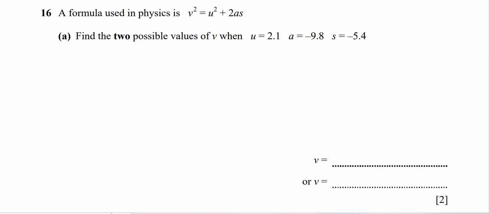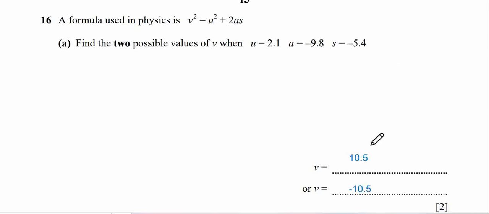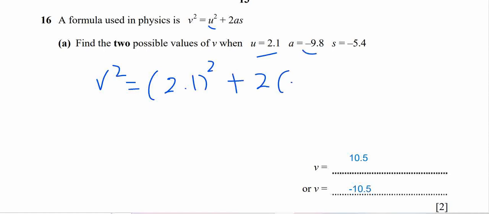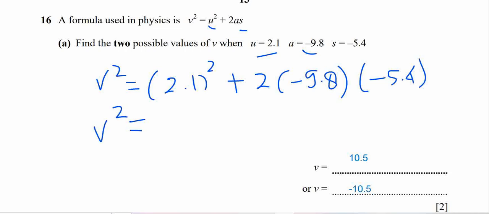Let's reveal the answer now. So the answer is 10.5 or negative 10.5. Here's how it works. We just have to plug in the numbers. v squared equals u, which is 2.1, squared, plus 2 times a, which is negative 9.8, times s, which is negative 5.4. We calculate all of that with the calculator, and v is the square root of the answer.